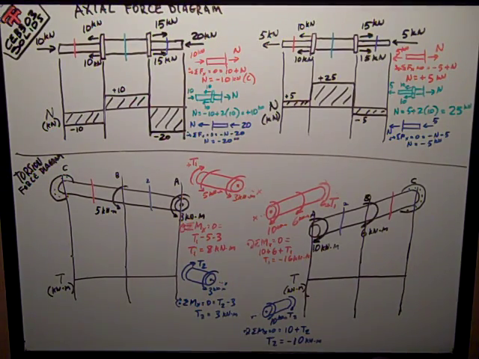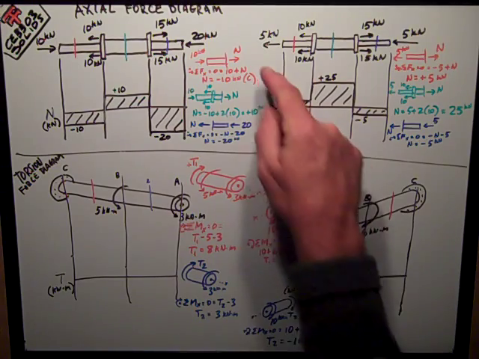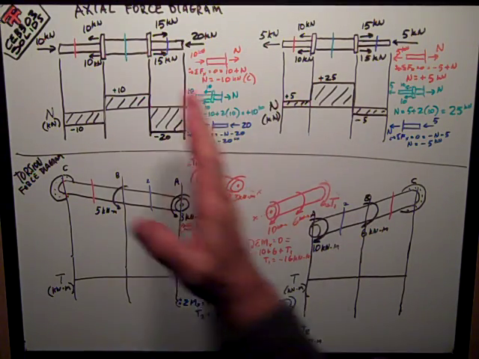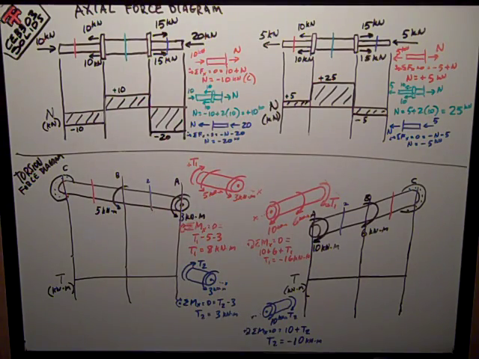So those axial force diagrams are pretty simple. Key is assuming a positive direction for my internal force no matter where my section is cut, and then just doing a sum of forces.